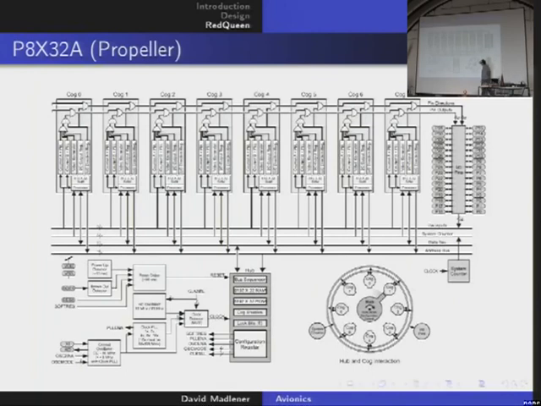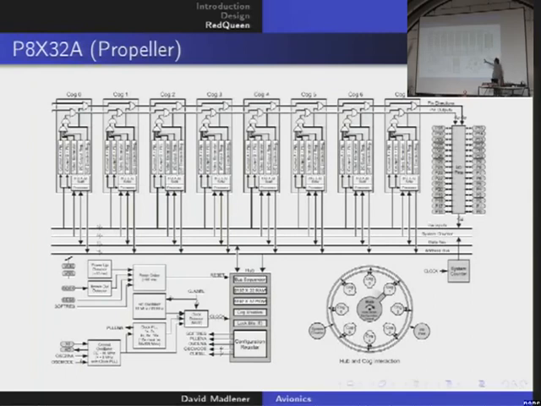So every cog consists of 2 32-bit counters that can be used to produce a PLL. You can make a DAC from it or an ADC, or just count things. And then you have a video generator on every cog. This is very funny. If you want to make video games or some blinking devices, it's very, very easy to use.